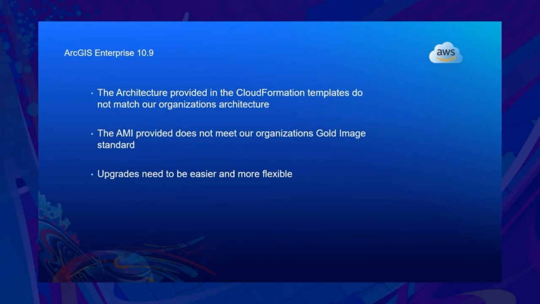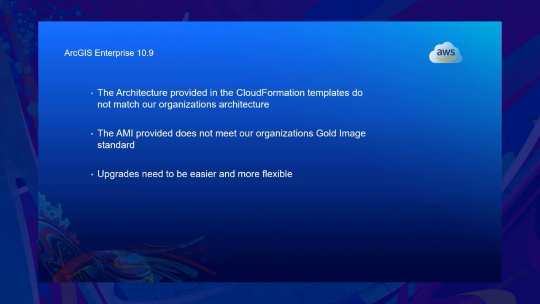Earlier, we reviewed deploying ArcGIS Enterprise in AWS with the Cloud Builder. This is a simple automation tool with preset configurations. But what if your organization requires a different architecture? What if you need to use a gold image? What if upgrades were easier and more flexible? Our developers have been busy, and when 10.9 releases, you will have more options.